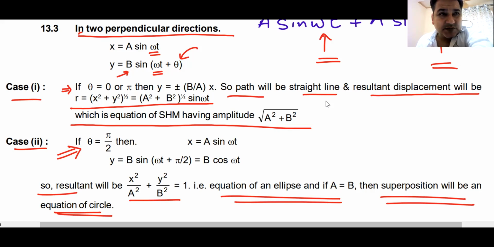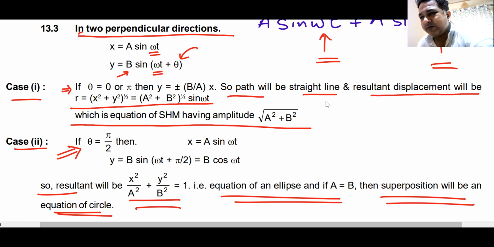It is performing SHM in two directions, X and Y. Phase difference is pi by 2, 90 degrees. The resultant motion will be motion of an ellipse. So an ellipse tells us that some particle is moving in SHM along two perpendicular axes, and the phase difference between those two is 90 degrees. This is one way of understanding what an ellipse is. And if A becomes equal to B, that ellipse, which is a conic section, becomes a circle. Now it becomes a circular path.